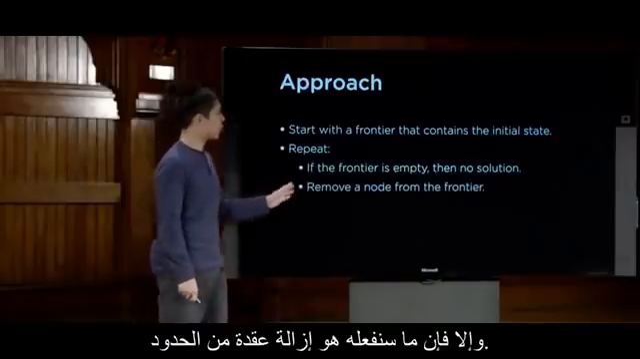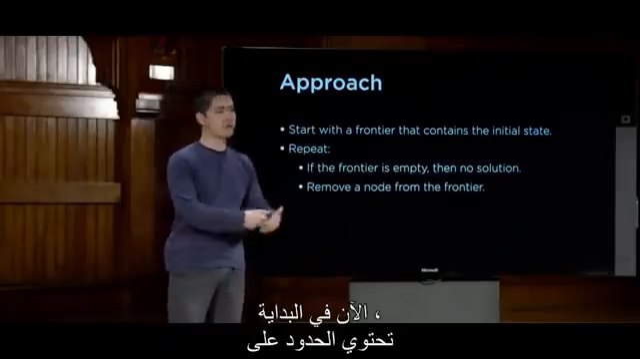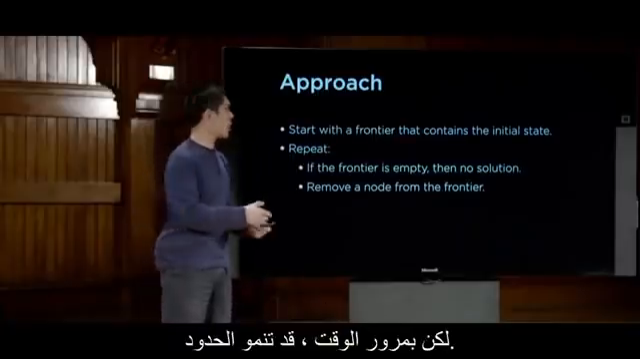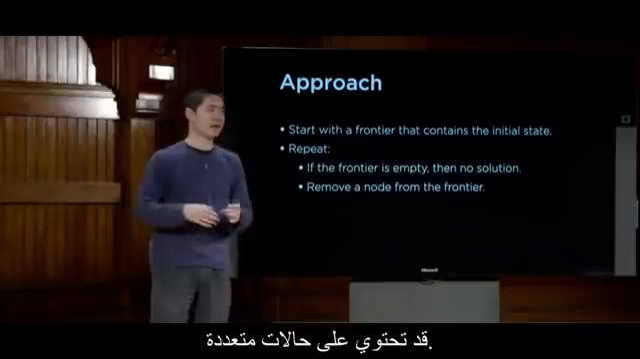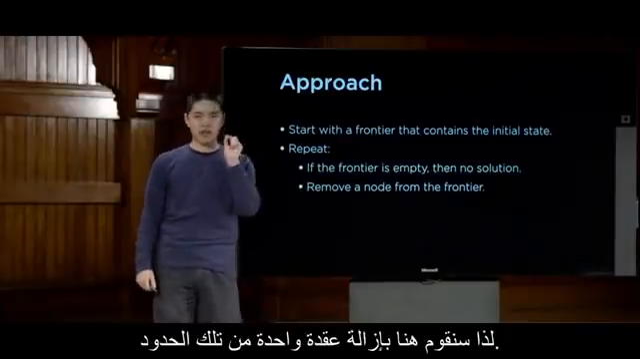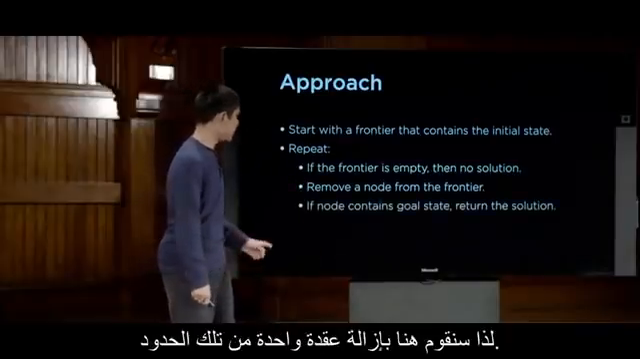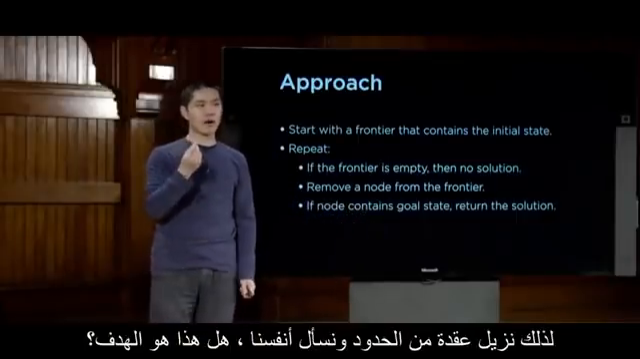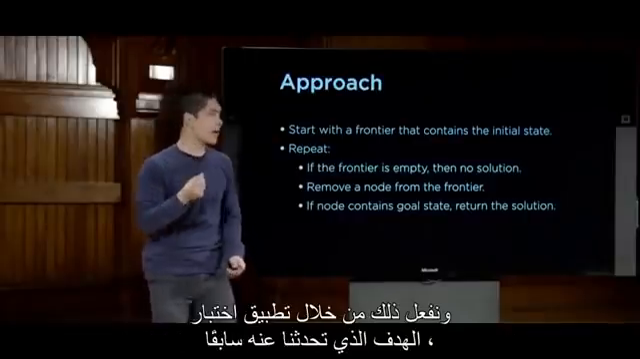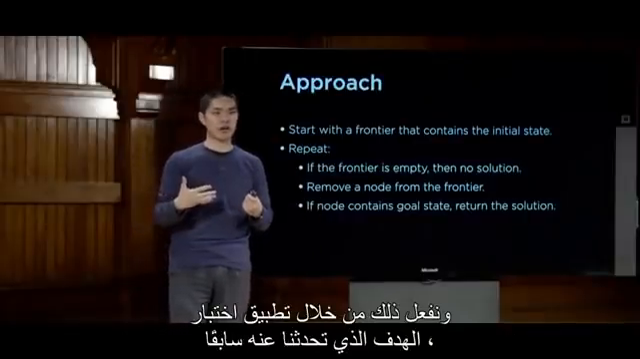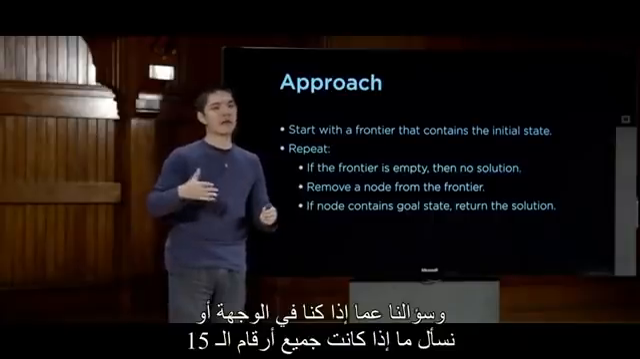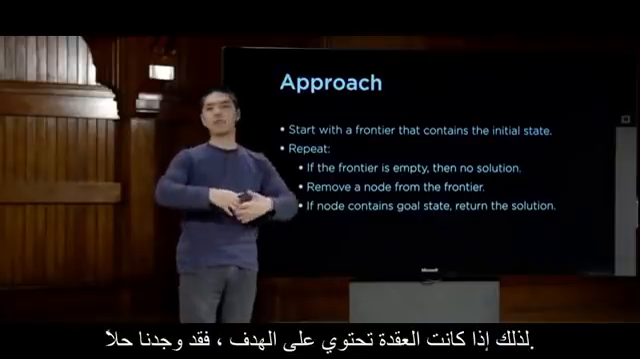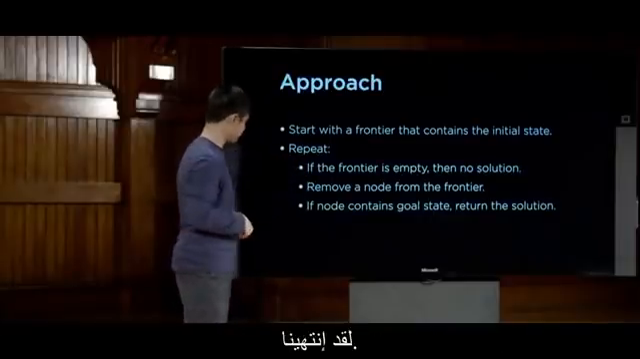Otherwise, what we'll do is we'll remove a node from the frontier. So right now, at the beginning, the frontier just contains one node representing the initial state. But over time, the frontier might grow. It might contain multiple states. And so here, we're just going to remove a single node from that frontier. If that node happens to be a goal, then we found a solution. So we remove a node from the frontier and ask ourselves, is this the goal? And we do that by applying the goal test that we talked about earlier, asking if we're at the destination, or asking if all the numbers of the 15 puzzle happen to be in order. So if the node contains the goal, we found a solution, great, we're done.